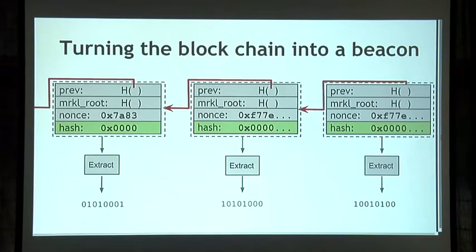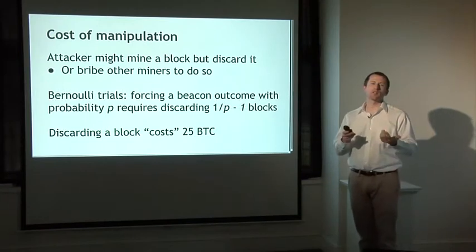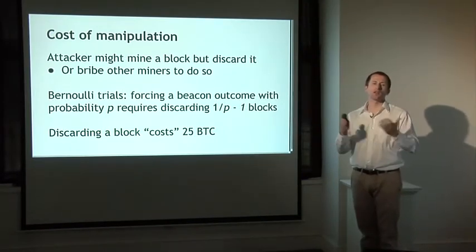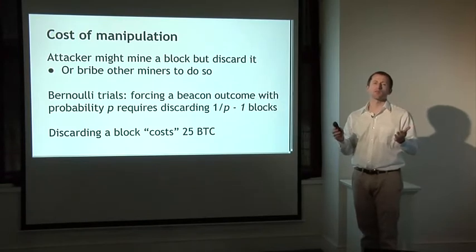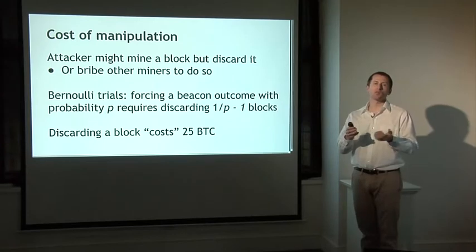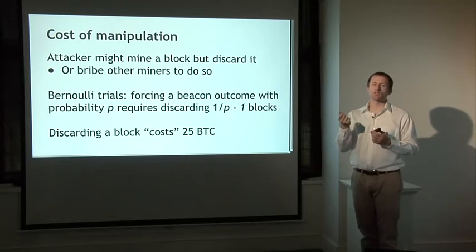So how costly would it be to manipulate this? Any miner has the capability, if they find a block, to discard it, to not relay it to the network, not publish it, not let it be the next block in the sequence. And they could do this if they find a block and realize that it produces a beacon output that they don't want. And it might not be the miner that decides this, it might be somebody who's trying to force the beacon to have a certain output, who says that they're willing to bribe miners.